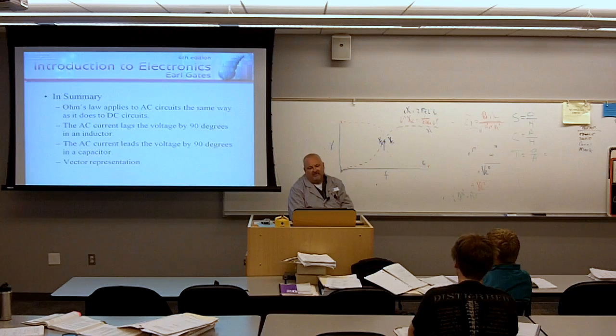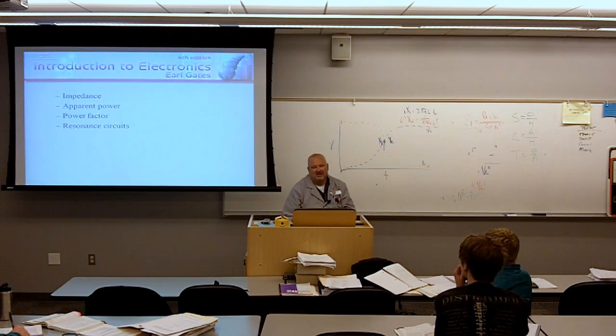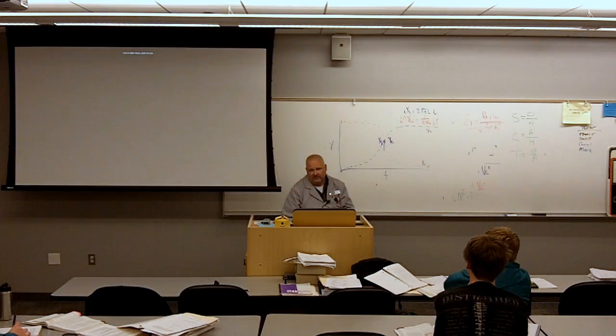In summary, Ohm's law applies to AC circuits the same way as it does DC circuits. The AC current lags the voltage by 90 degrees in the inductor. The AC current leads the voltage by 90 degrees in a capacitor. We use vector representation to depict this. Through vector representation, we could determine impedance, apparent power, power factor, and ultimately identify a resonant frequency. Resonant frequency is where X sub C equals X sub L, and they cancel each other out.